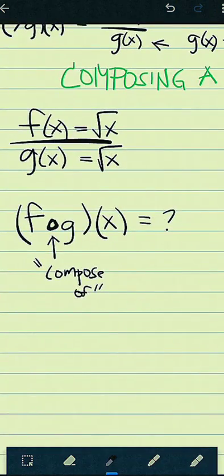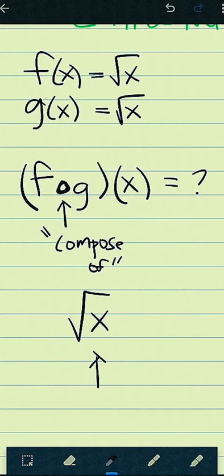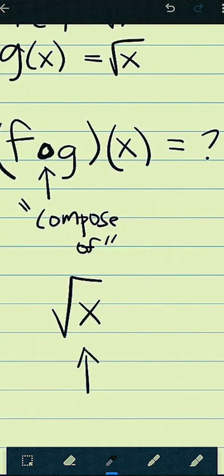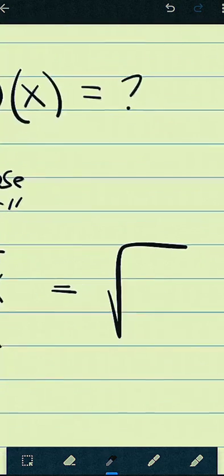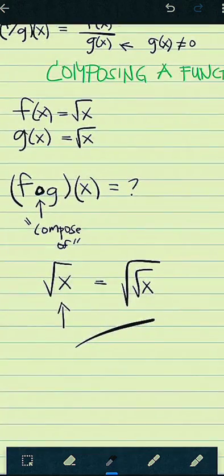Our f of x is square root of x. And if that's composed of g of x, which is square root of x as well, just plug in square root of x inside. So the final answer is square root of x. That's how you compose a function.